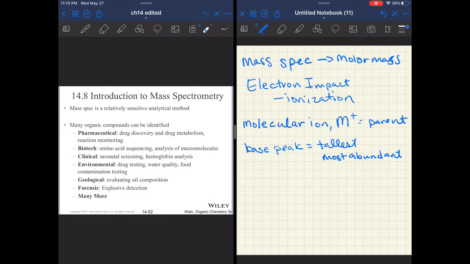Okay, before I move on to fragmentation, mass spec, just like IR, has applications in many different fields. Because you can use it to find molar mass of unknown or identified compounds, it has a lot of usefulness in pharmaceuticals and biotech, even forensics, and environmental testing. There's a lot of applications for this particular technique.